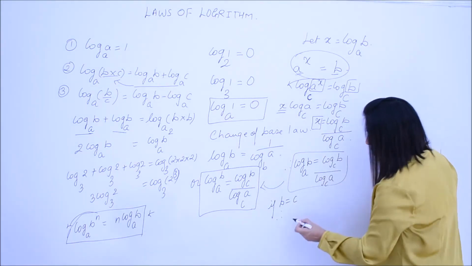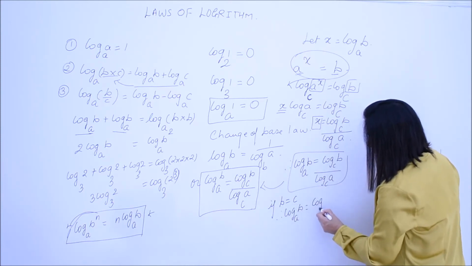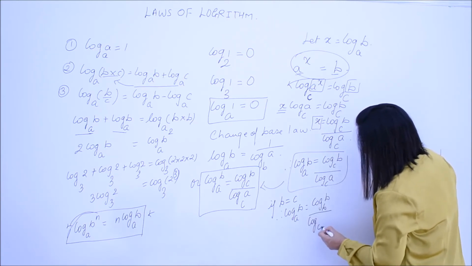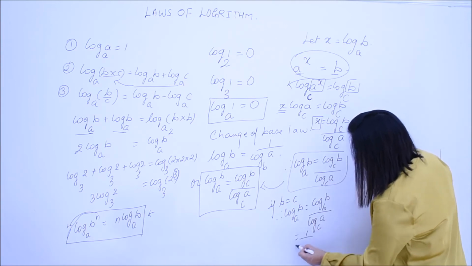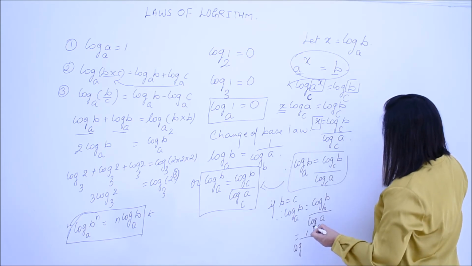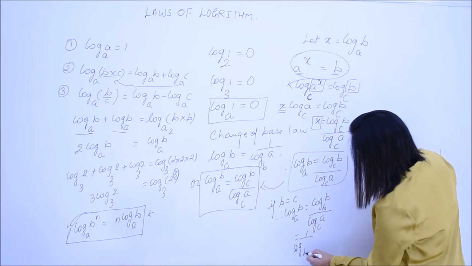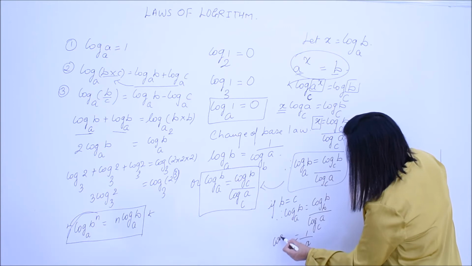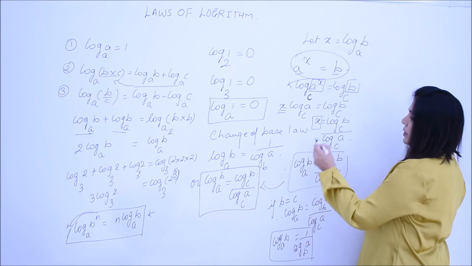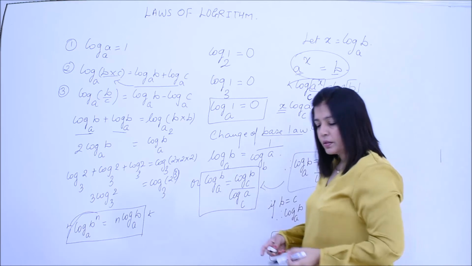Therefore, this is going to become log to the base A of B is equal to log B of B upon log to the base C of A, which gives me 1 upon log, and instead of C, I'm going to write here B, so that's log base B of A. And this is how we get our result for change of base law in both the cases.